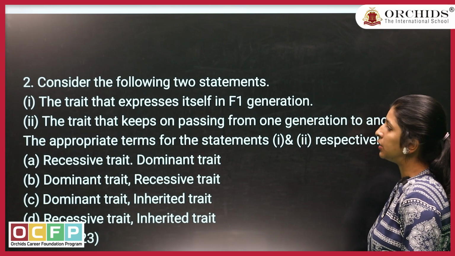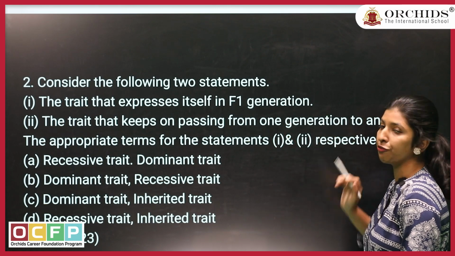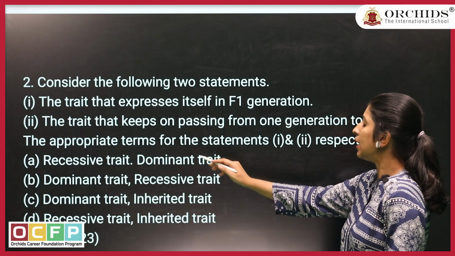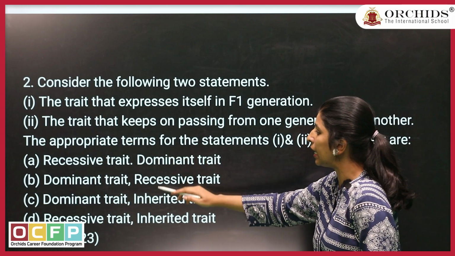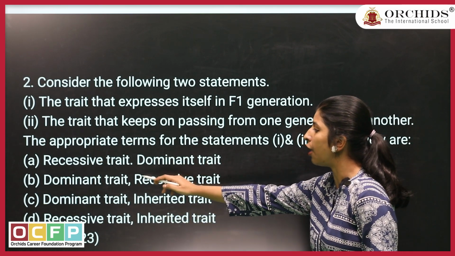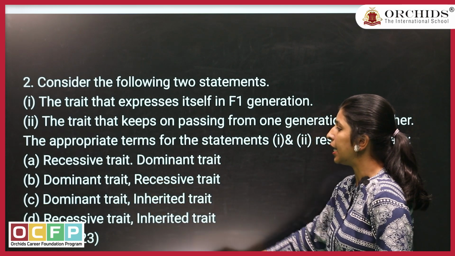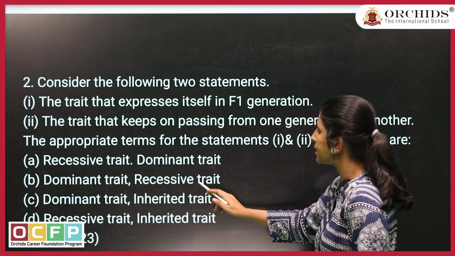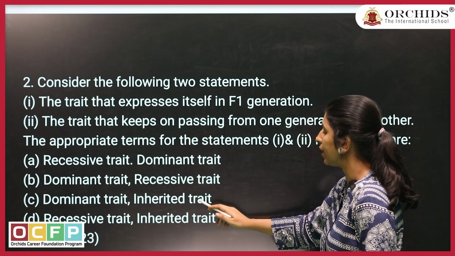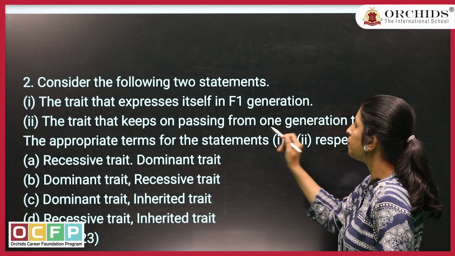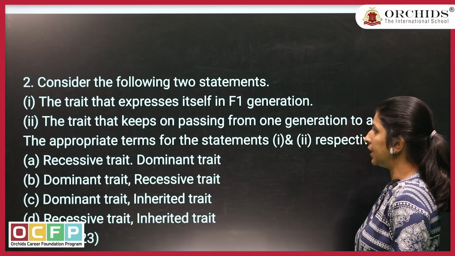We know that the trait that expresses itself in the F1 generation is the dominant trait. So let's conclude that options A and D are not valid in this case. Then we have options B and C over here. They have the dominant trait in the first part, and in the second part it is a recessive trait or an inherited trait. The second statement: the trait that keeps on passing from one generation to another.